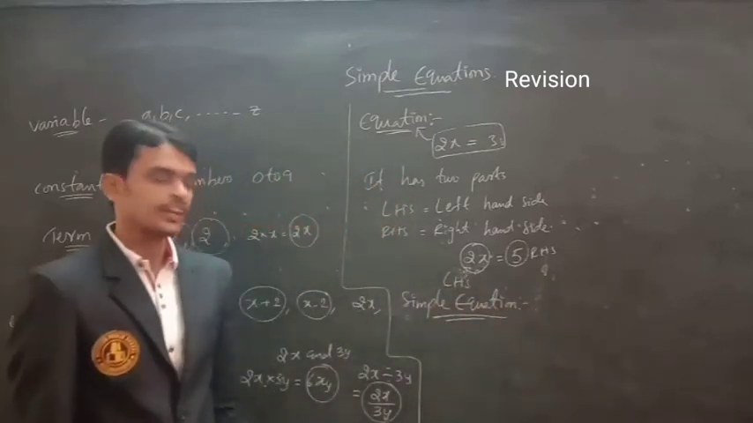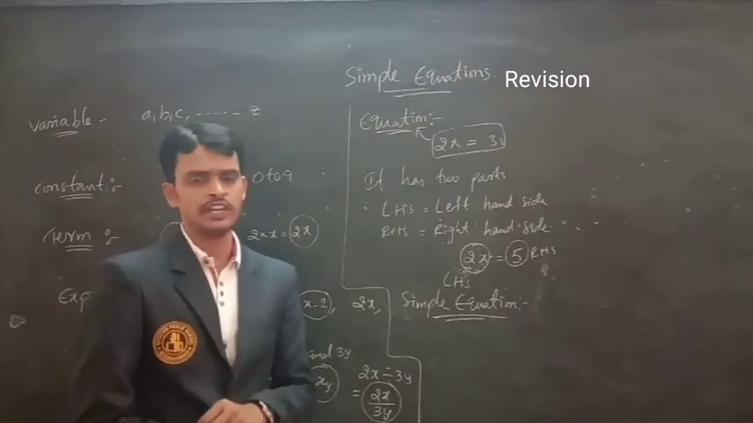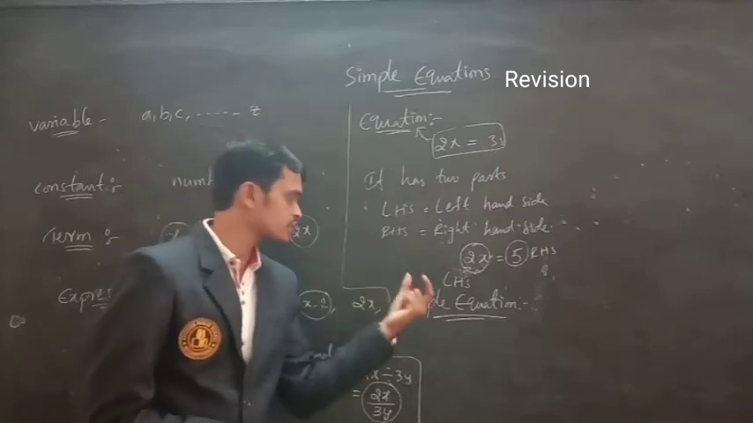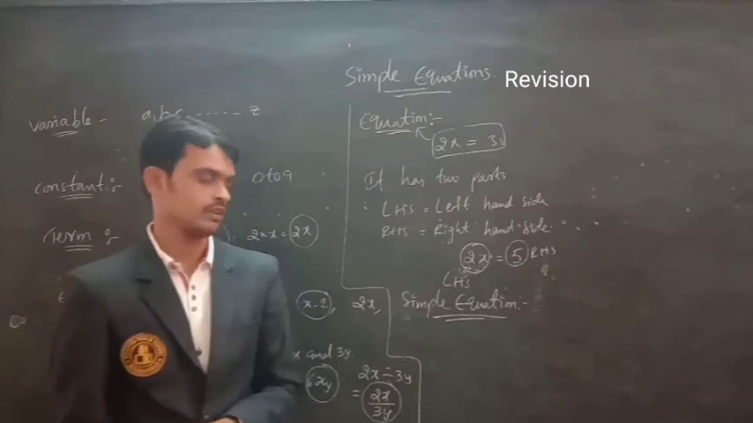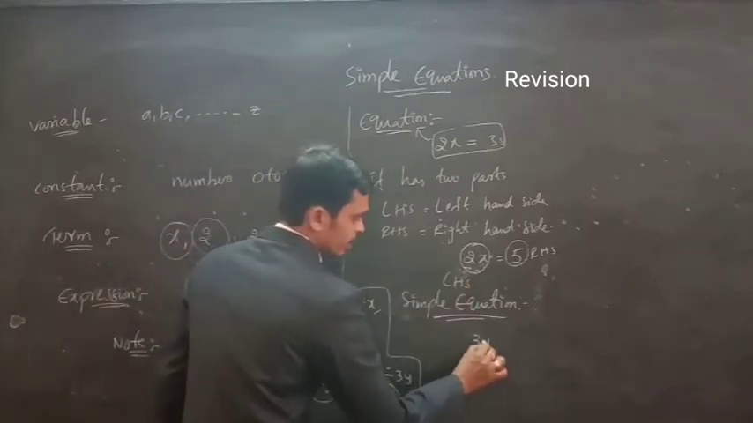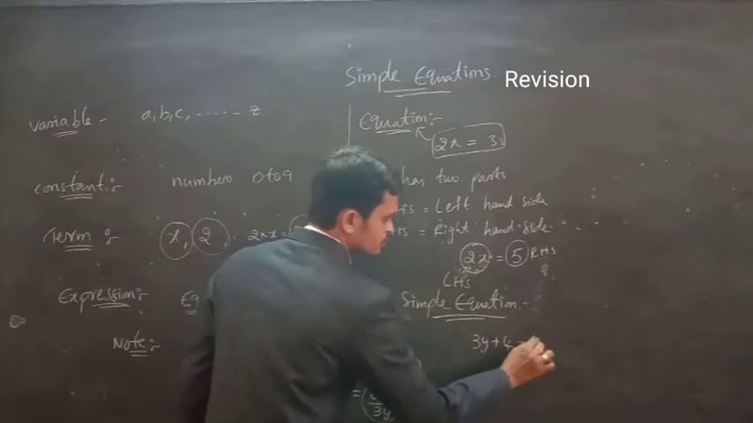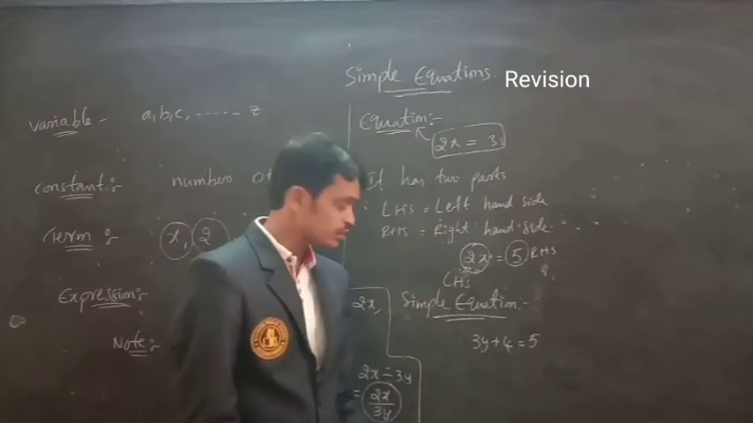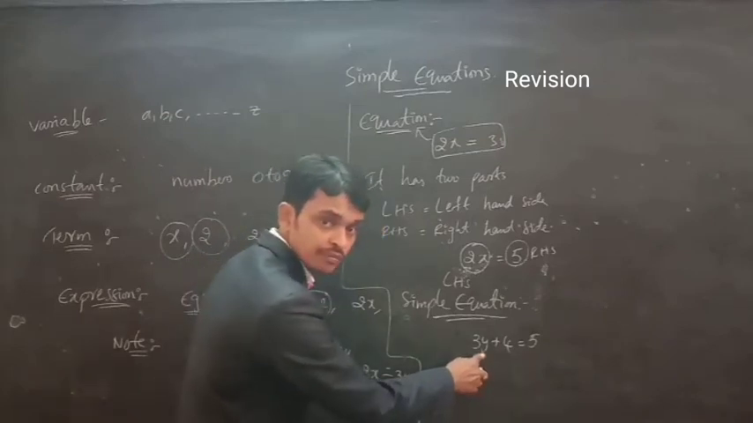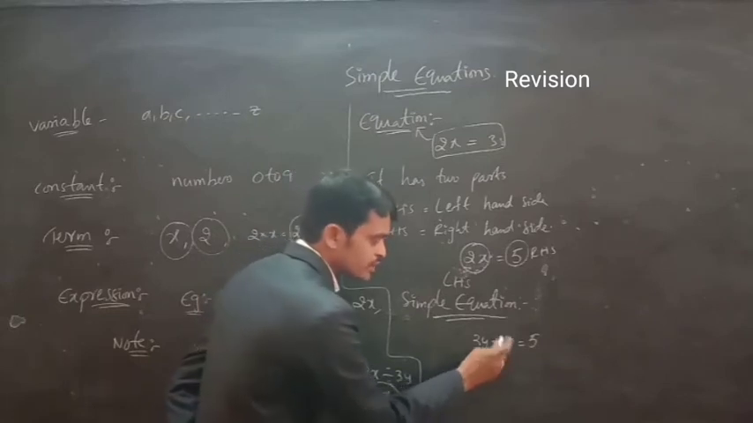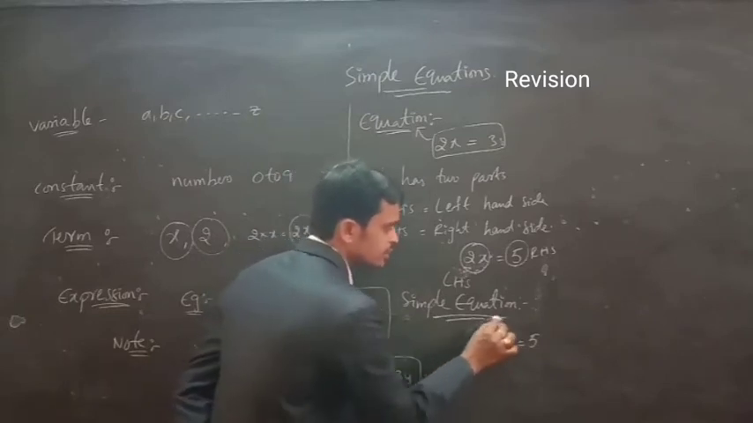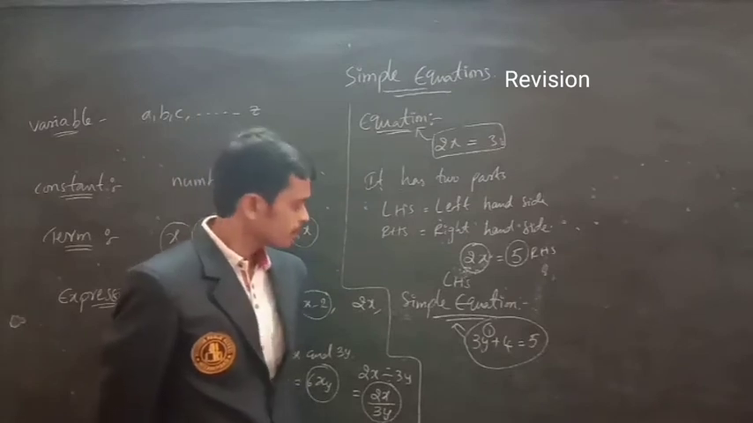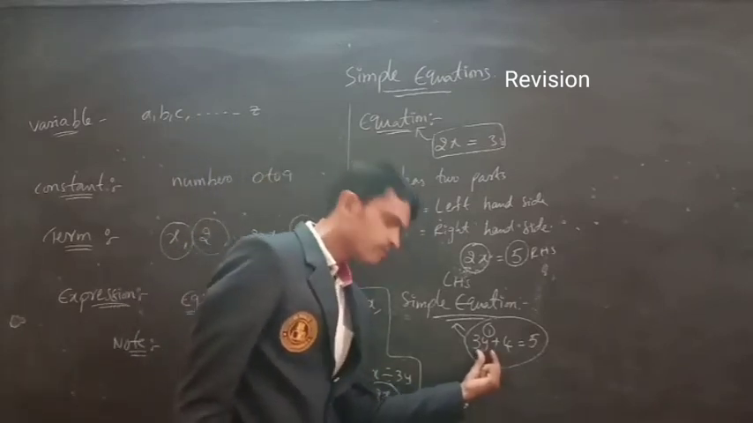So if an equation consists of one variable with degree 1, then the equation is called a simple equation. I am writing 3y plus 4 is equal to 5. This is the equation. How many variables does this equation consist of? Only one variable. Then the degree of the equation is how much? 1. Then this type of equation is called a simple equation. A simple equation is nothing but an equation consisting of only one variable.